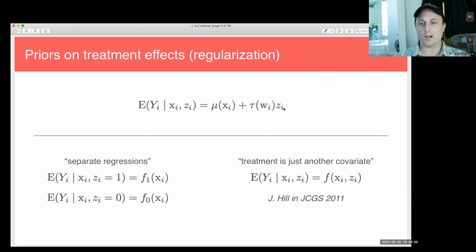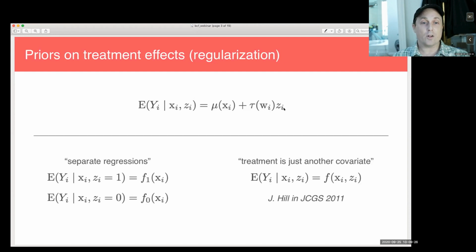What we did is we started out thinking about the two standard ways that we might do this. So on the left here, we have what we call the separate regressions method, which is just that we take our treatment data where z equals 1 and we fit a nonlinear regression model. And then we do the same thing for the control arm. And then we estimate those functions f1 and f0, and we take that difference, and that's how we get our treatment effect.